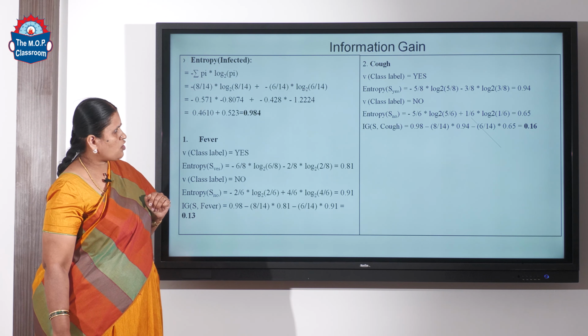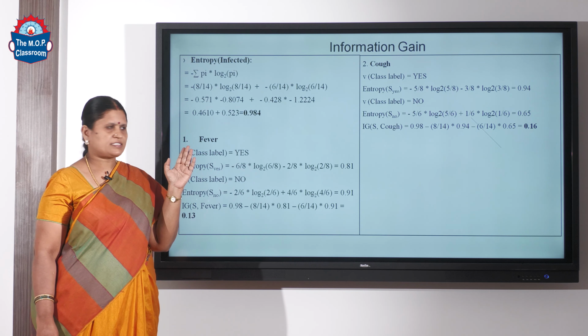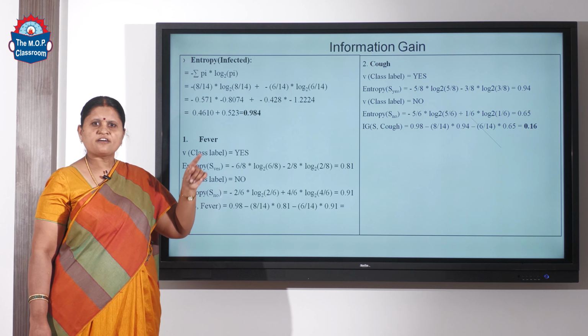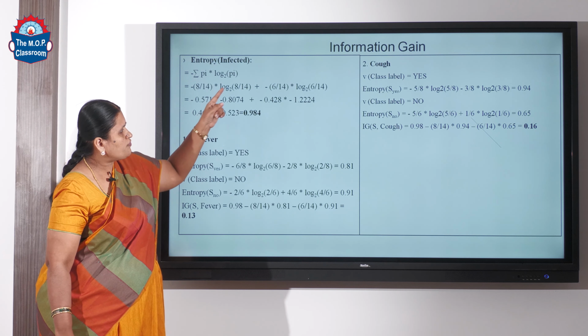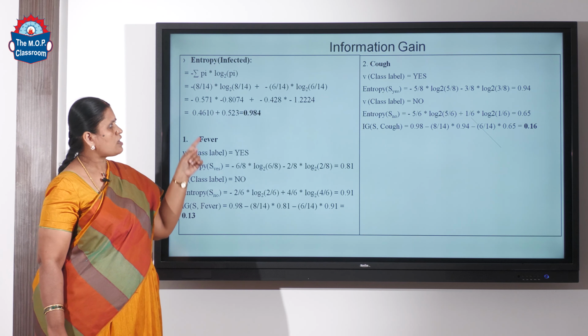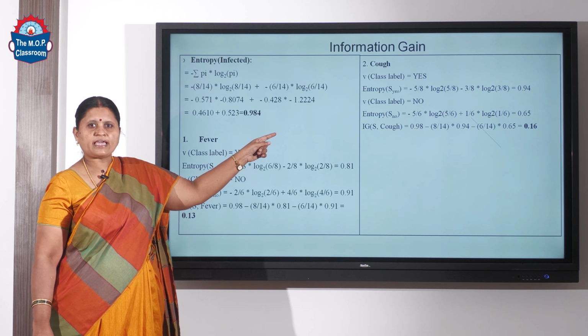So out of 8 records, 5 tested yes, and out of 8 records, 3 tested no here. Again talking about the class label no, out of 6, 5 will be yes, and out of 6, 1 will be no. So like this we are going to calculate: the yes category is 0.94 and the no category is 0.65. Now, what is the information gain of cough?